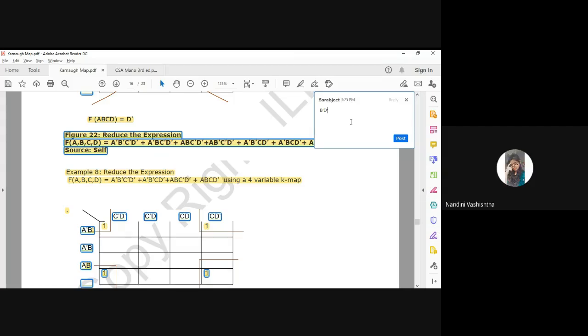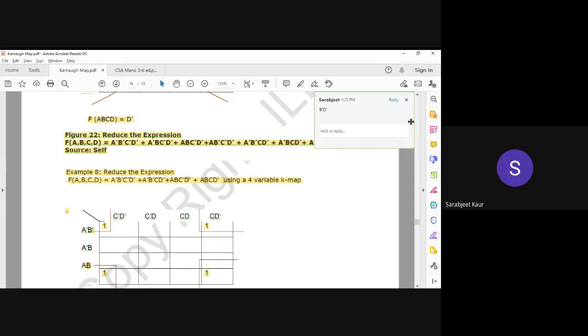The final expression will be B dash, D dash. Any problem? No, ma'am. Okay, good. Now let us see how to solve a POS expression using Karnaugh maps, how to simplify them.